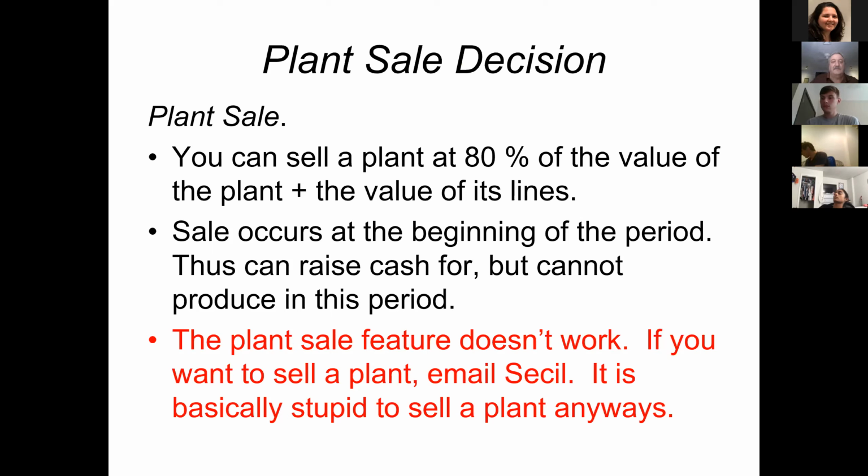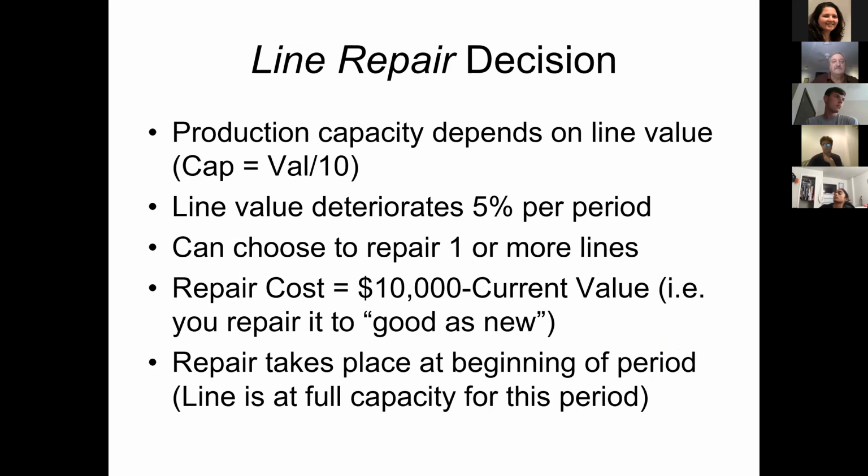On the other hand, why would you want to sell a plant? Well, I guess if you really needed cash. So the plant is worth what it is, and that is included in your assets. As soon as you sell it, that 20% disappears from your assets. That's why I'm saying it's stupid to sell a plant.